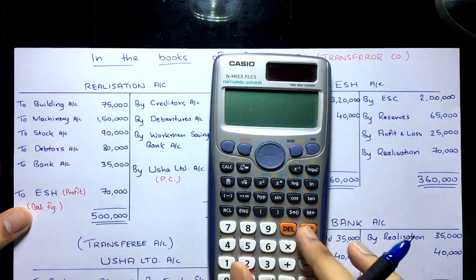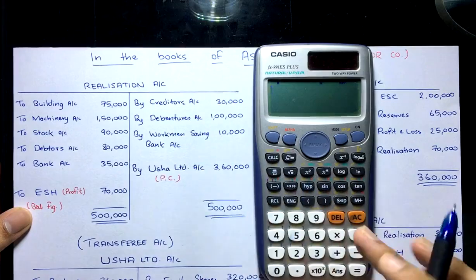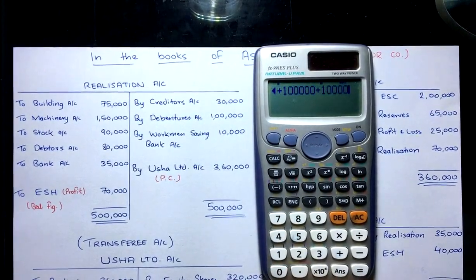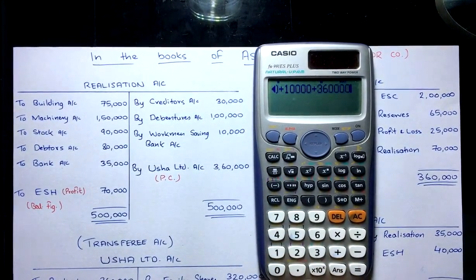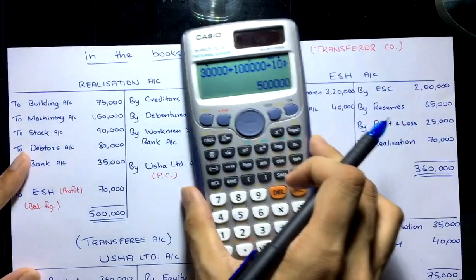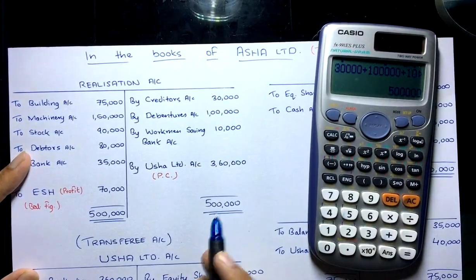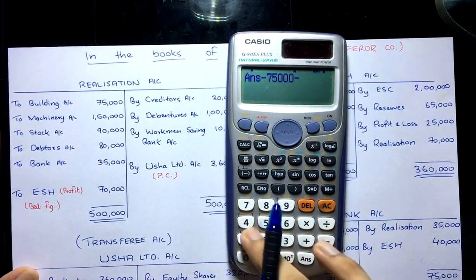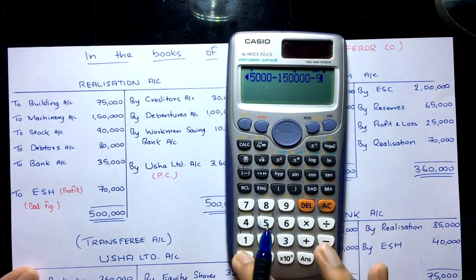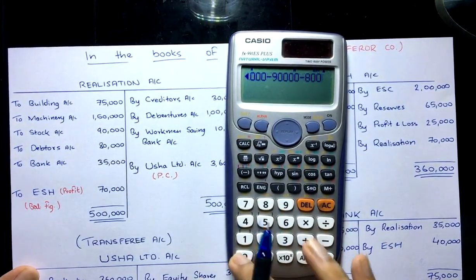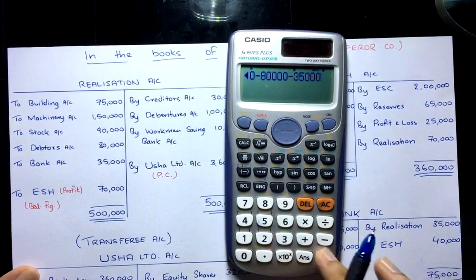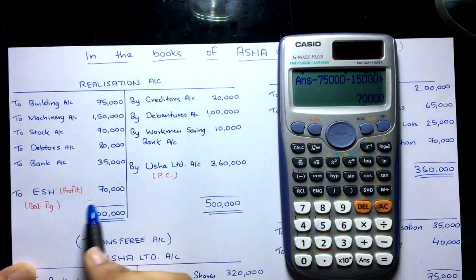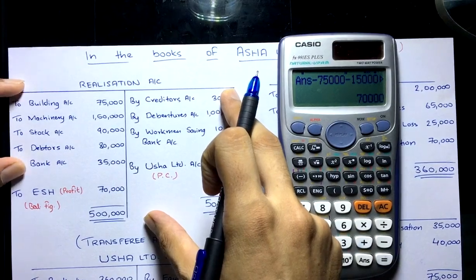See here what you have to do. Add up all these amounts. Yeah, 30,000 plus 1 lakh plus 10,000 plus 3,60,000 purchase consideration. It comes to 5 lakh. So 5 lakh you have to take over here and then go on subtracting these amounts: 75,000, minus 1,50,000, minus 90,000, minus 80,000, minus 35,000. That comes to 70,000. Fine. So 70,000 is the profit, because this side is income, this side is expense, and income is more.